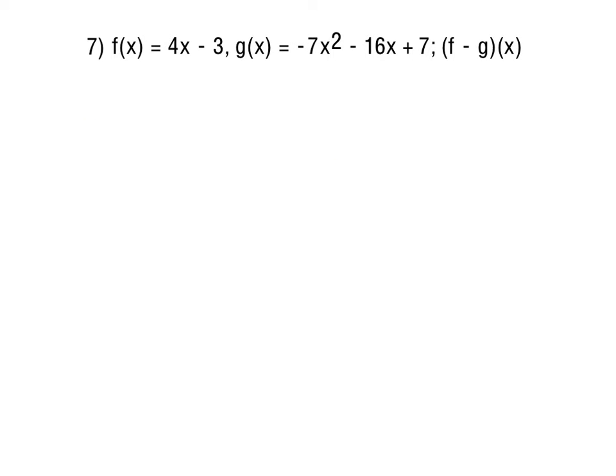For number 7, we're looking at f minus g of x. So again, the subtraction there is important. That means that this g of x function, we have to switch the sign for each of those. That way we can actually add the two together. So we'll do the 4x minus the 3, and then since we're subtracting, we'll actually add the 7x squared, we'll add the 16x, and then subtract the 7. So again, just switching those signs so that we can add these together.